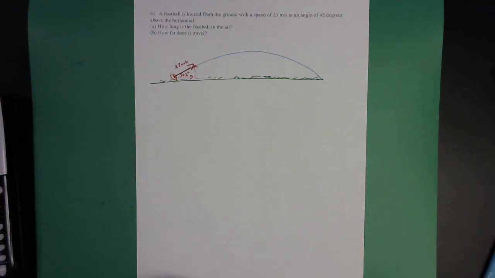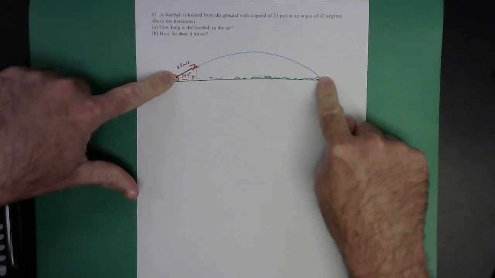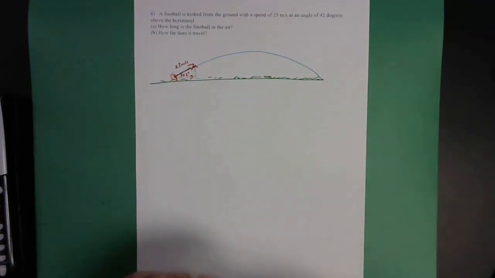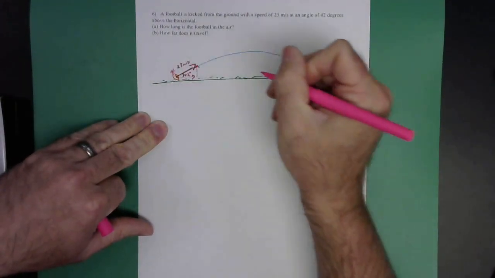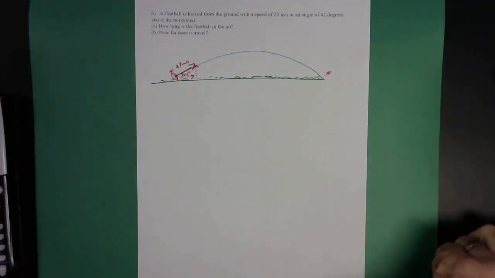And so, turns out we're trying to find the time it's in the air. So that would be from here to here. And how far it travels, well, again, that's from here to here. So we're going to solve this problem starting here and ending over here. It's our starting and ending points.